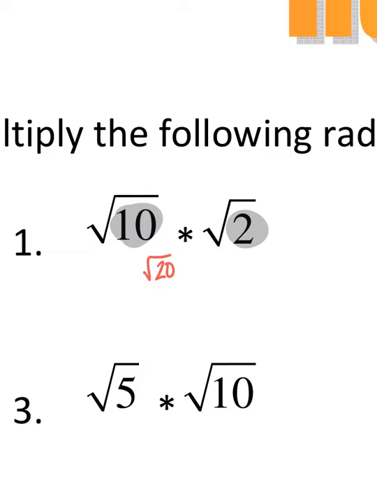Okay. Radical 20 can be broken down into a perfect square and another number. And that would be radical 4 times radical 5. 4 times 5 is 20, and the square root of 4 is 2. And we just bring our radical 5 down. And so this is going to be our new answer, 2 radical 5.